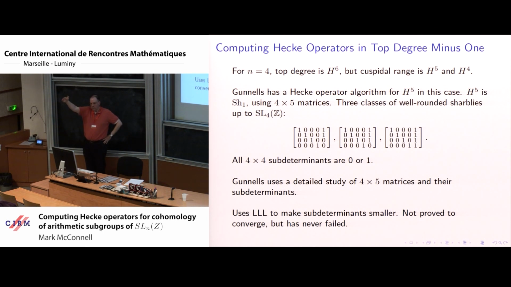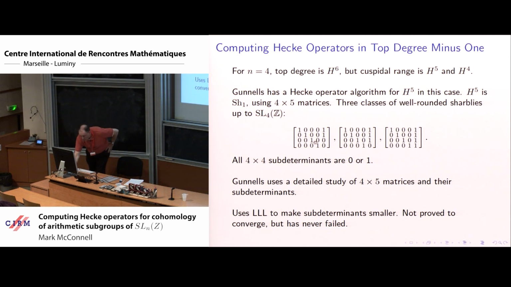Well, what about one degree below that? We were interested in that because for SL4, the top degree was H6, but the cuspidal range is H5 and H4. And there's a duality relating H4 and H5, so we wanted to work with H5, but Ash-Rudolph can't do that. So here Paul Gunnells introduced a Hecke operator algorithm for H5. So that's 4 by 5 matrices, one away from square.